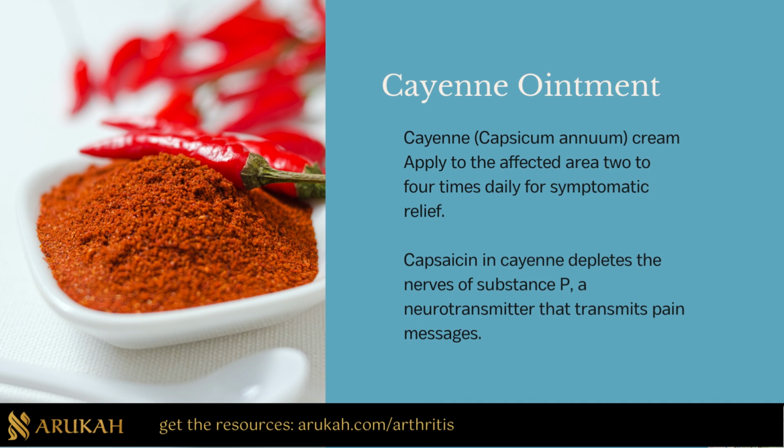Another thing that Master Herbalist John Christopher recommends is cayenne cream, or what we do is mix cayenne powder in some coconut oil and then apply it topically to the affected area 2 to 4 times daily for symptomatic relief. Now, this is topical, but it really doesn't address the root cause. The complete tissue and bone formula and the herbal calcium tea formula help address the root cause.